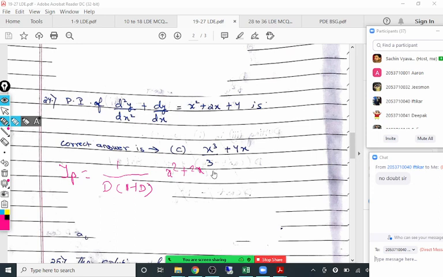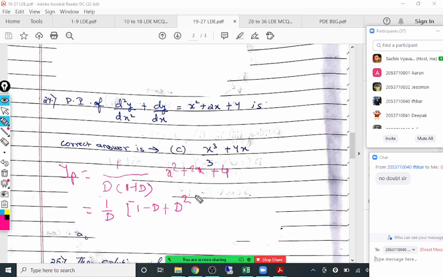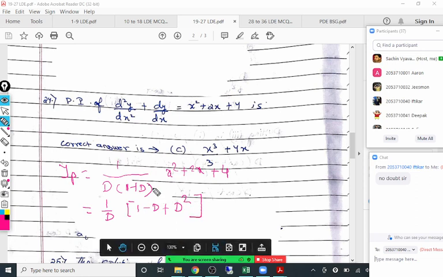X square plus 2x plus 4 is there. And now first, this 1 by D operator you can keep as it is, and this is 1 upon 1 plus D, which can be taken as 1 minus D plus D square. Now I don't want to write minus D cube because the third derivative of this term is 0. It is a quadratic expression. So we stop expanding, because 1 upon 1 plus D is 1 minus D plus D square minus D cube plus D4 and so on. Out of that we take only up to the quadratic term.